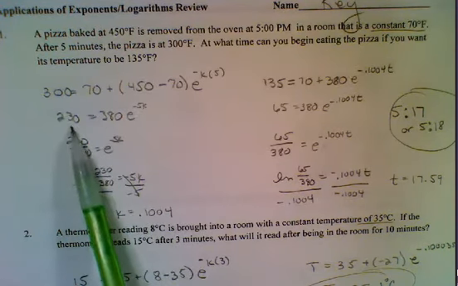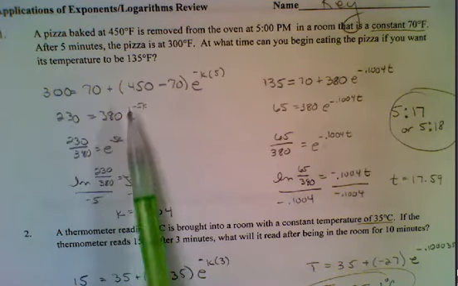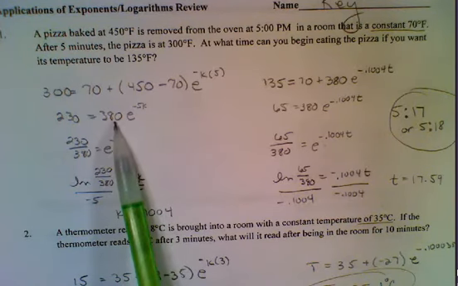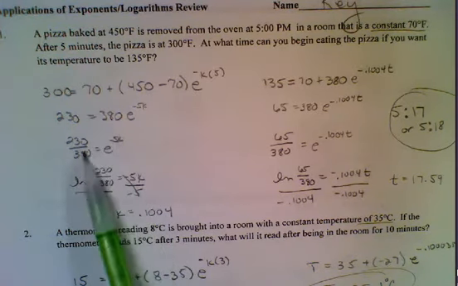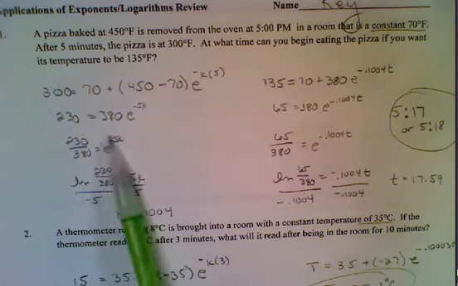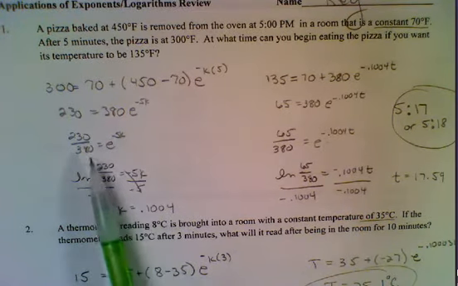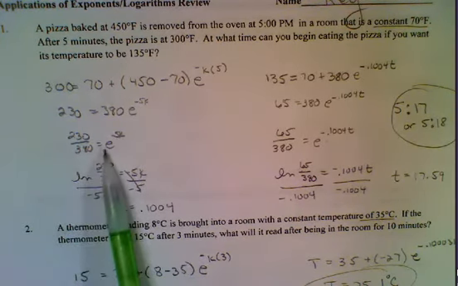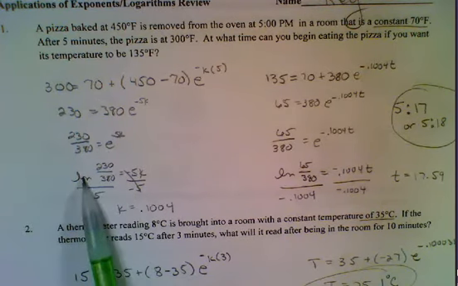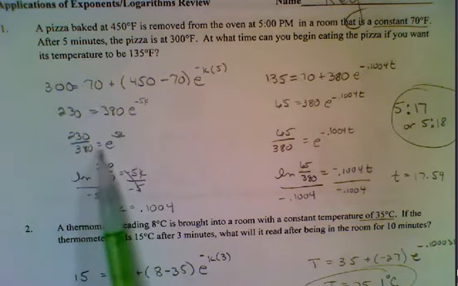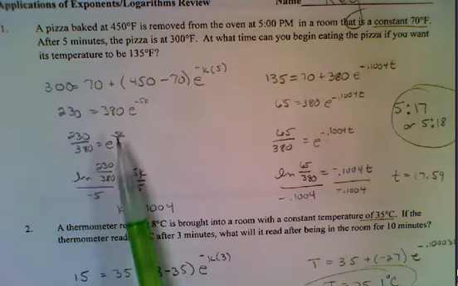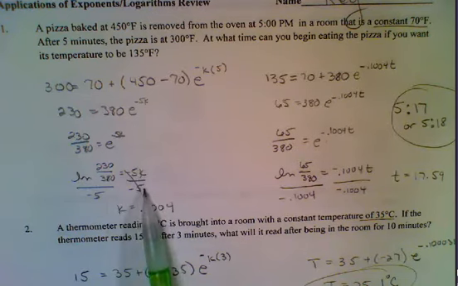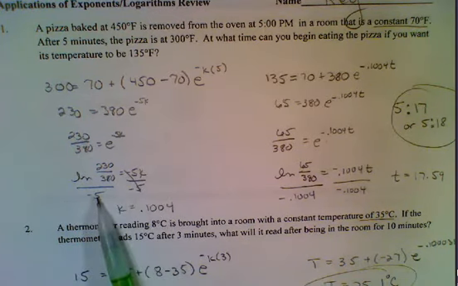So I subtracted 70. I took 450 minus 70 and got 380. So I divided by 380 because you always want to get this base by itself. And then I went from what's in exponential form to log form. So to go from exponential form to log form, you say log base E, so that's why I wrote natural log, of this value, 230 over 380, has to equal my exponent, negative 5k. And so then to solve for k, I'm just going to divide by negative 5.